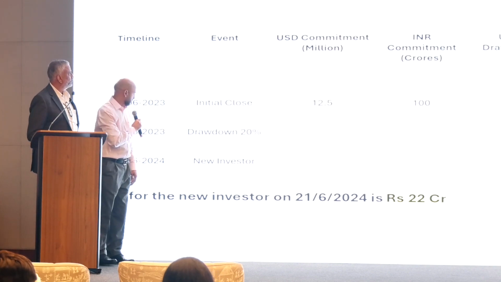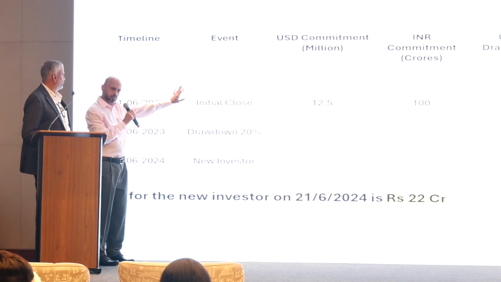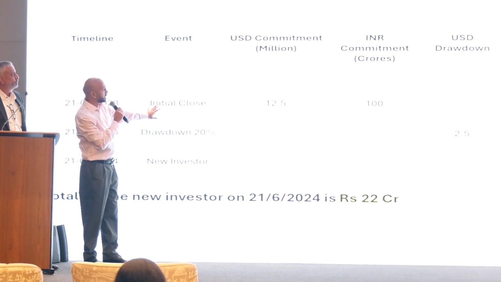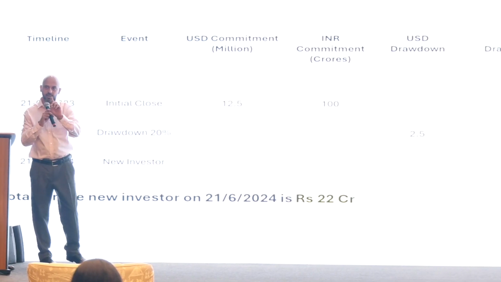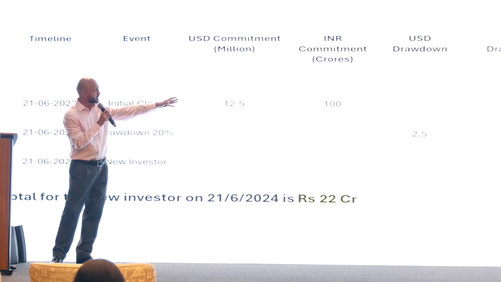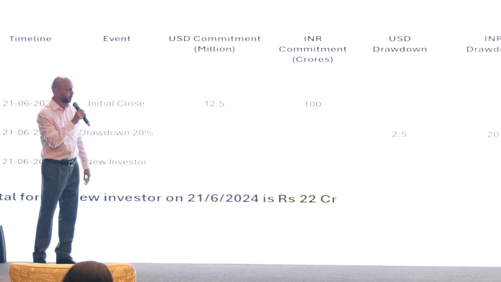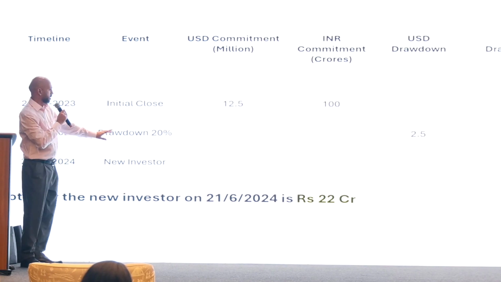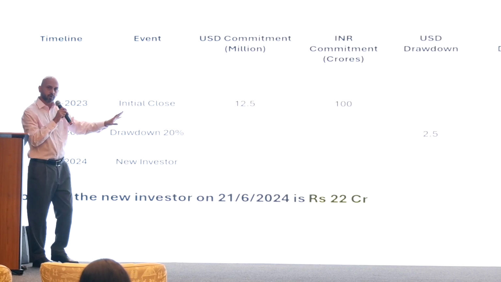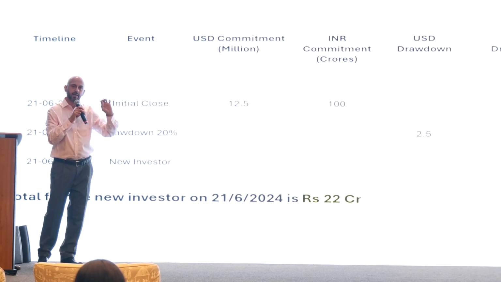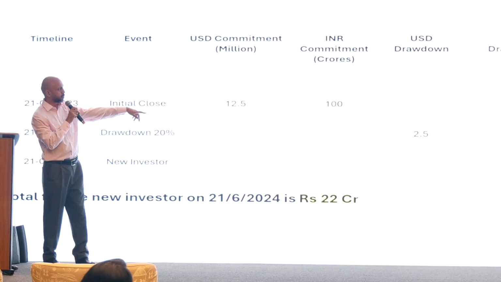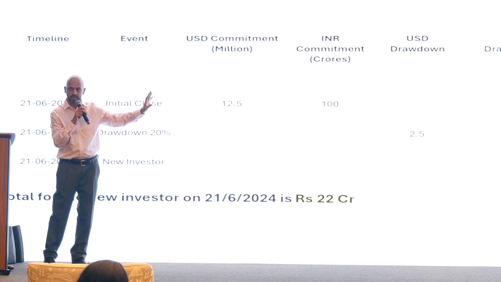Here, for illustration purposes, this story runs only for 1 year. We start in 2023 and go to 2024. Let's assume that in 2023, you had the initial close, and for illustration, we'll assume $12.5 million US, 100 crores of INR commitment came in. The first row tells you about the commitment that has been made. The second row tells you that in 2023, a drawdown notice went out for 20%, which means that $2.5 million US came and 20 crores of Indian rupees came.